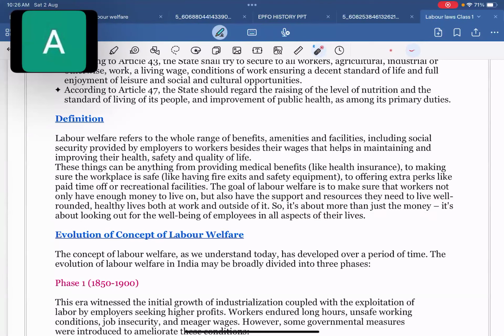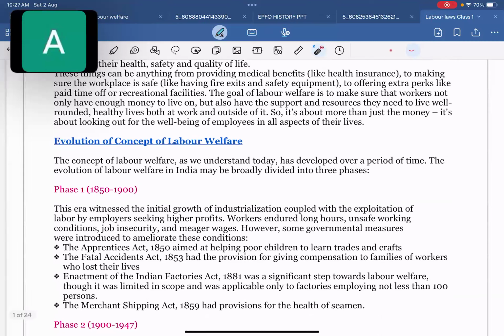So, understand one thing: welfare is not only providing the salary to the person who is working, also providing proper sanitation, proper health insurance, and a proper, healthy lifestyle. These are not only for the particular person who is working, but for that person's family also. The company or the institution or the state has to provide the same things. Okay. Now coming to the evolution of the concept of labor welfare.